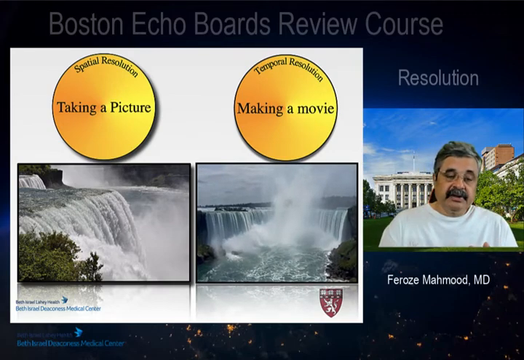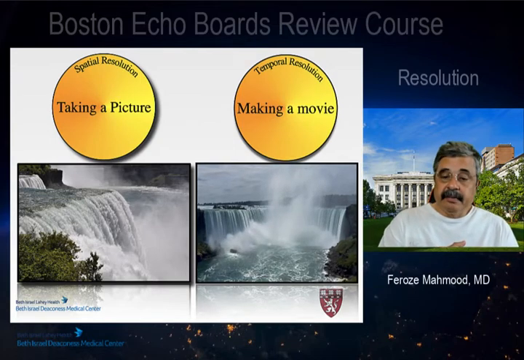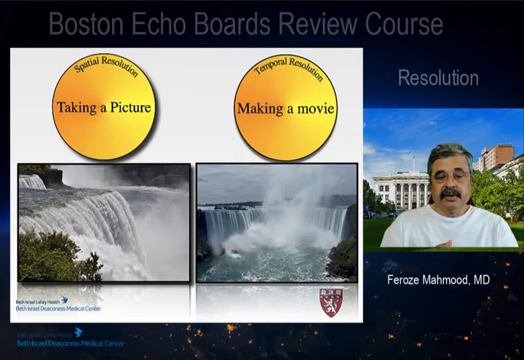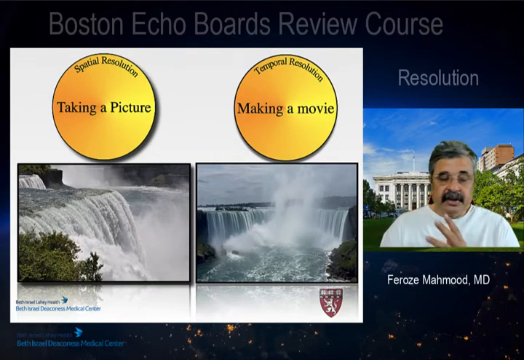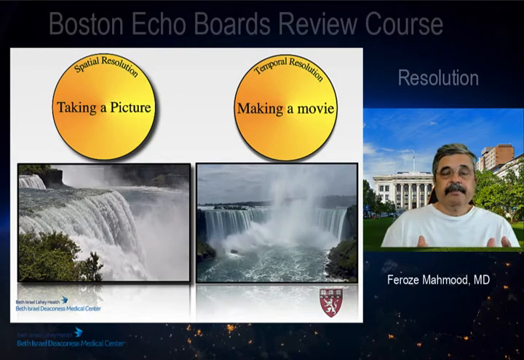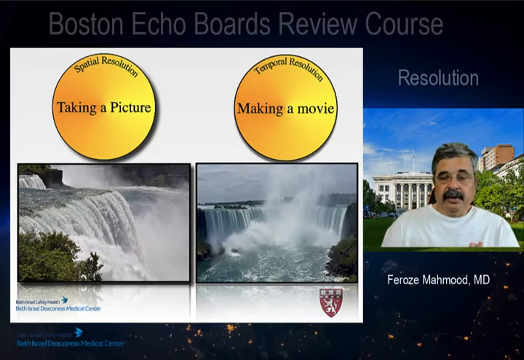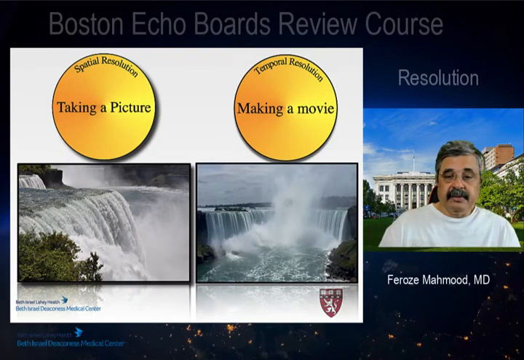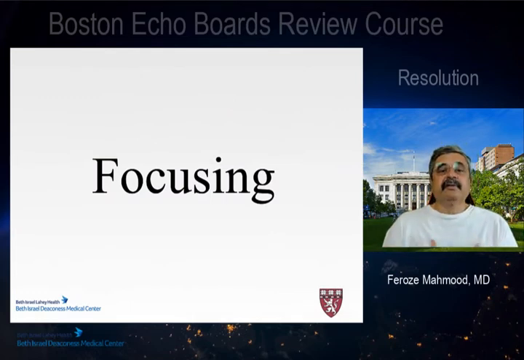So improving spatial resolution is like taking a great picture, and improving temporal resolution implies making adjustments to making a movie. So there are certain compromises and takeaways, and when you improve one, the other one deteriorates. You can't have everything at the same time. You can either have great temporal resolution or you can have a great spatial resolution.